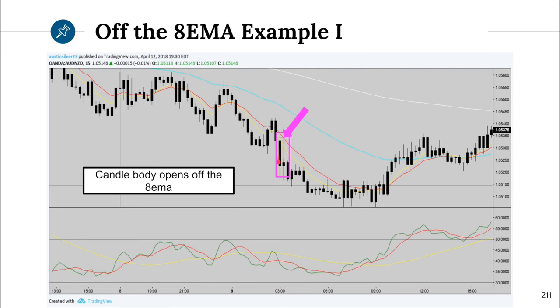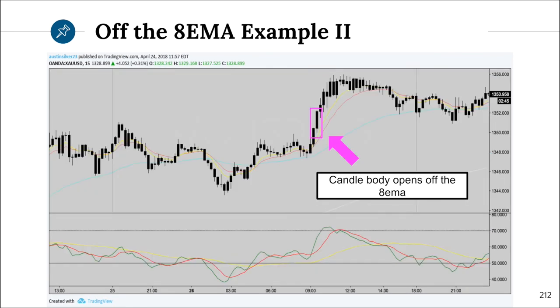But if you enter off the 8 EMA or off no EMAs, there's a chance that your move is actually over and you're entering too late. Another example here, you can clearly see the candle in this box is not touching any EMAs at all. Even if the pin was touching it, we want to see solid bodies off the EMAs. This is a good example to show you that even if you entered here, you would have made money.